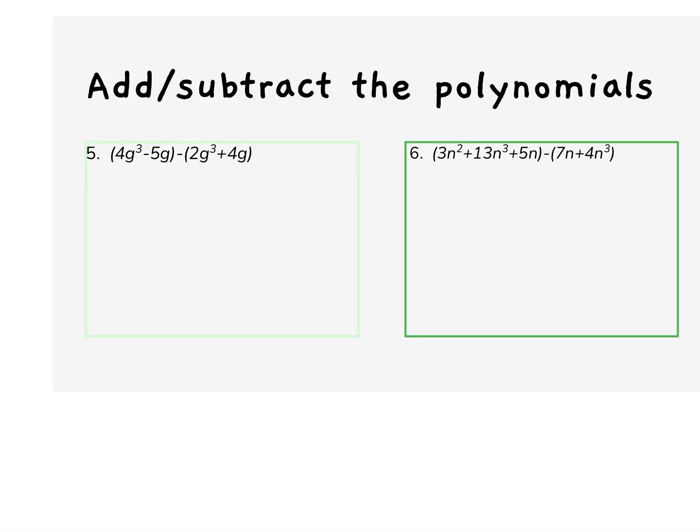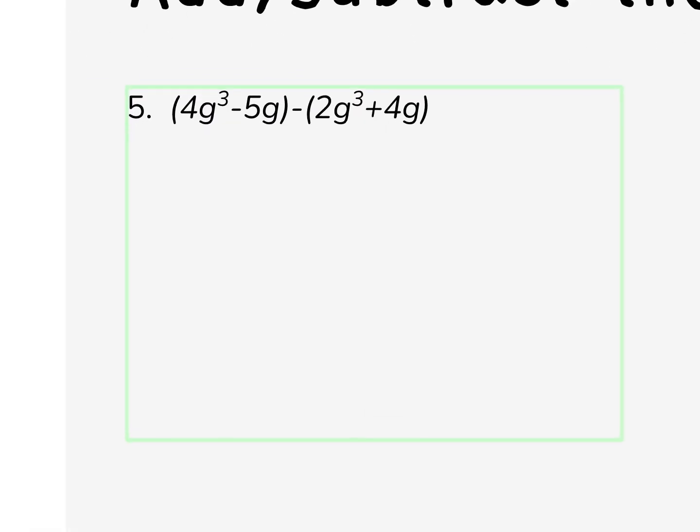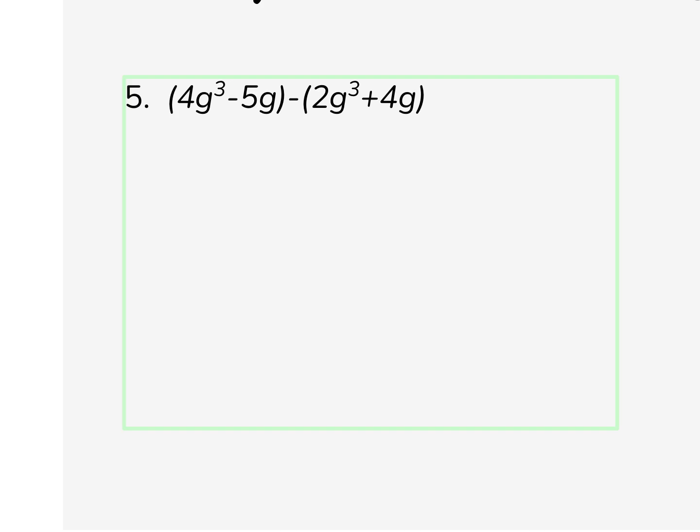Okay, this next one, we're going to be subtracting our polynomials. When we subtract our polynomials, we take our first piece, and that just stays the same. So this first piece, I'm going to have 4g to the third minus 5g. Okay, and this next piece, we're going to distribute this negative to each one of those pieces. So I'm going to distribute the negative to the 2g to the third, and I'm going to distribute the negative to the 4g. Really the only thing you're doing is changing the sign.